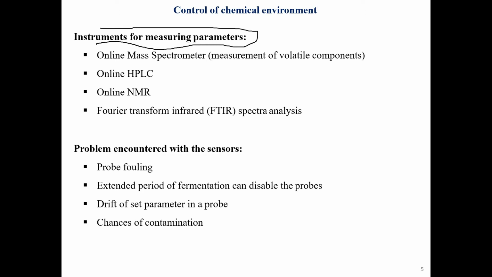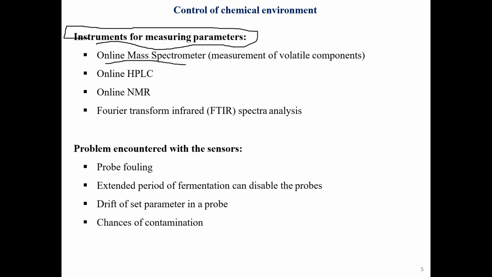So moving on, we'll talk about the instruments for measuring parameters. We'll talk about some of the important and essential instruments for measuring parameters that may control the chemical environment. First one is the online mass spectrometer. We are coming across the term mass spectrometer again and again, so you can understand how important it is. It is definitely used for the measurement of volatile components.